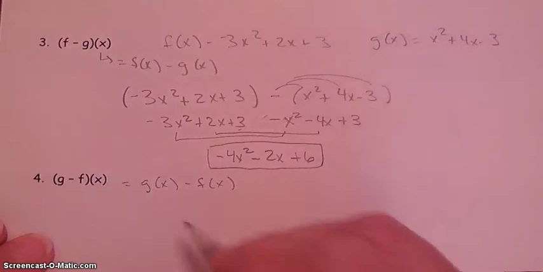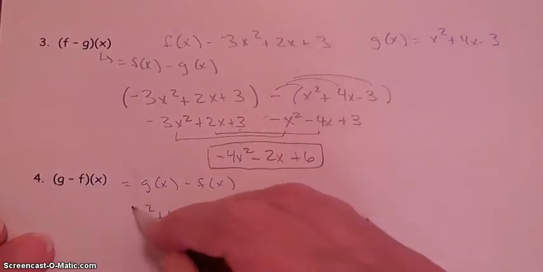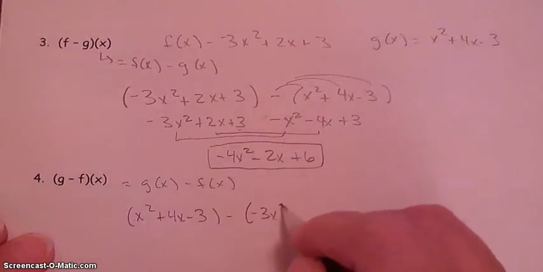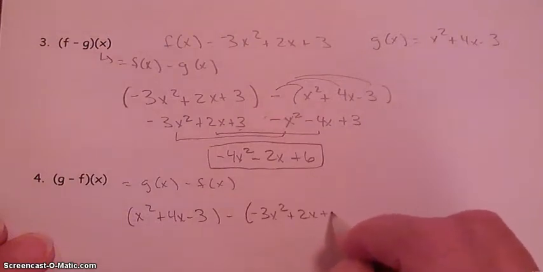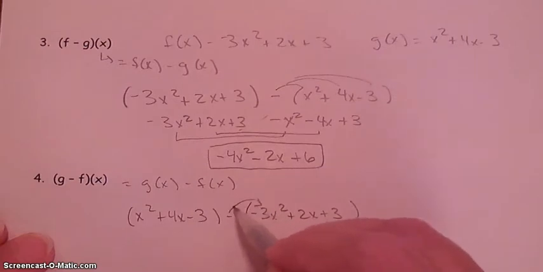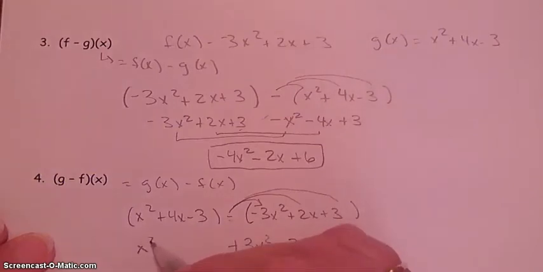So I'm just going to take g of x, which would be x squared plus 4x minus 3. Put that in parentheses, minus f of x, negative 3x squared plus 2x plus 3. Remember, we distribute this negative to everything in the parentheses. So this becomes a negative times a negative is a positive 3x squared. Negative positive is minus 2x. Negative positive minus 3. Bring down my g of x.